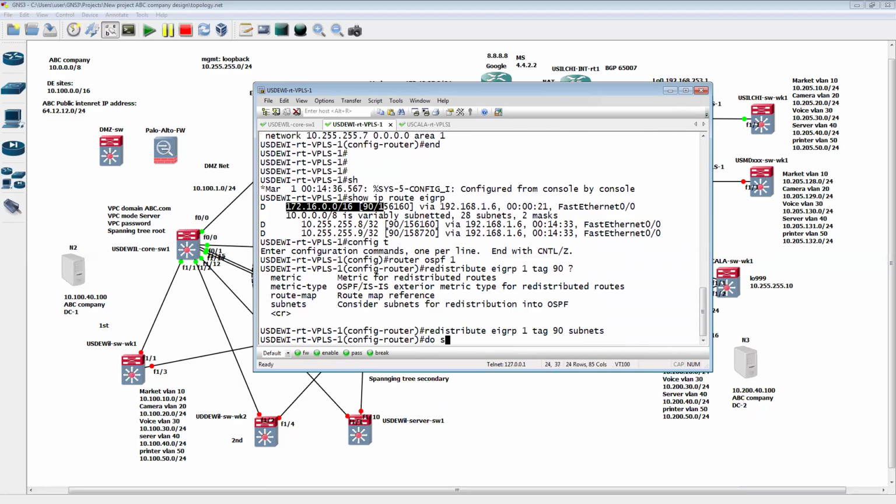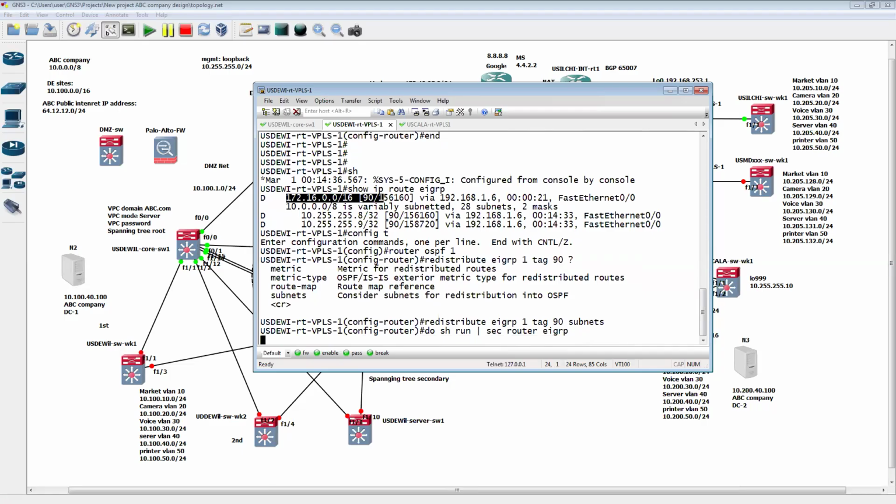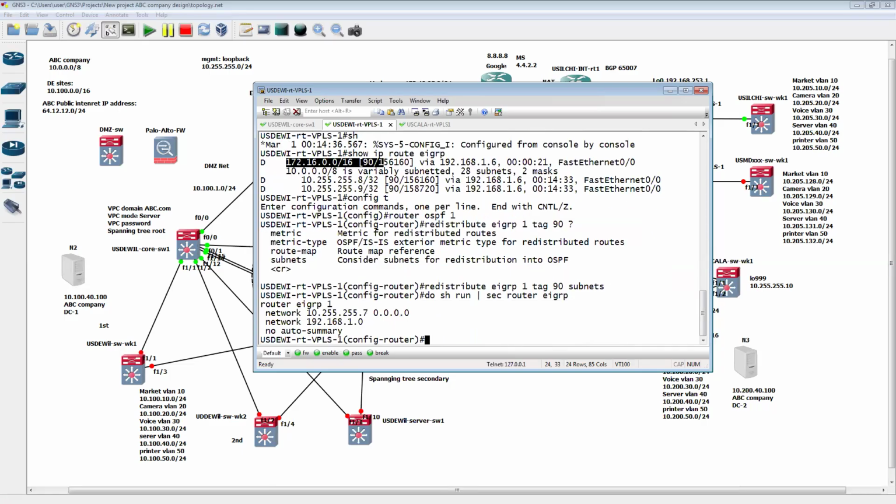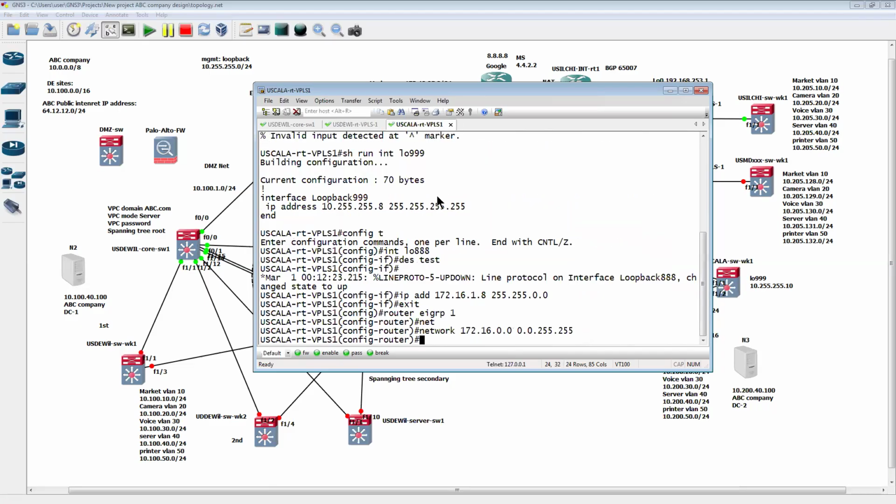So in here, do show run again in the section, router EIGRP. Okay, oh, not in here, we should be on here. That's why, on purpose, in here we have to say no. You see, we have to say no.